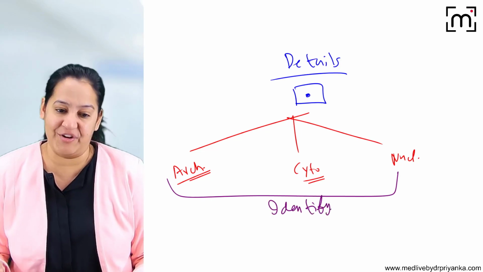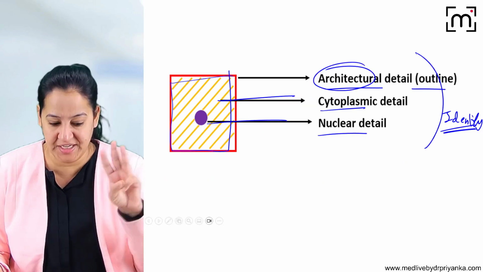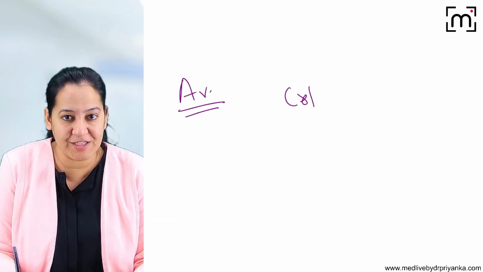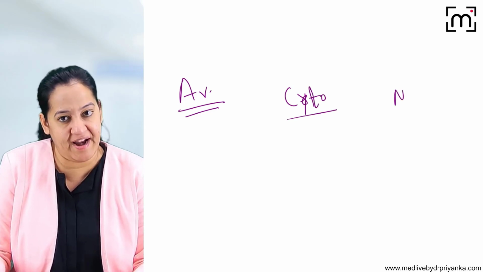So this is for the identity of a cell. If you got this basic knowledge of the 3 details, please learn the names of the 3 details: architectural detail, cellular or cytoplasmic detail, and nuclear detail.